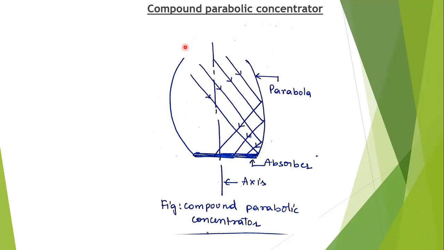Because of this opening on the trough, in a small area it is possible to collect all the solar radiation, including diffuse radiation also. In the earlier one, we were getting only direct radiation. So in this we can collect both direct and diffuse, that is, beam radiation.